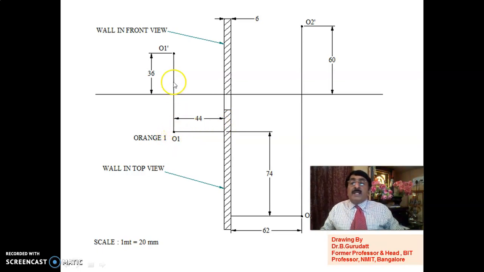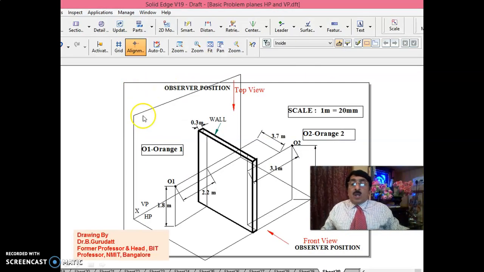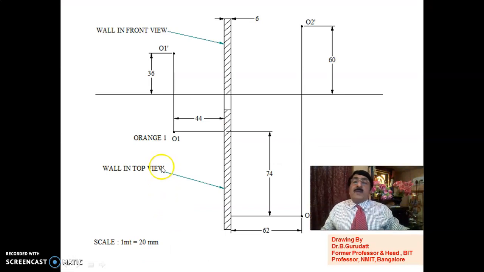And immediately take the projectors up. And as you know, it is 1.8 meters above the ground. No, it is parallel to VP. It can be seen in its true length in the front view. In that way, 36 mm, you take this. This is 1.8 meters. O1 dash you take. Did you follow? O1 and O1 dash you complete.